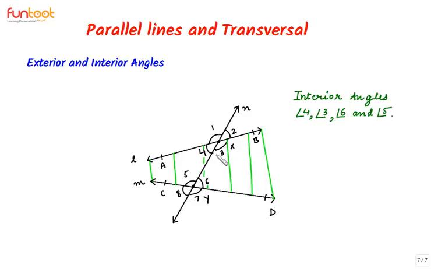Exterior space here will be the space beyond the boundary of lines L and M. So that will be the space in the outer region. And angles lying in the outer region are called exterior angles, and these angles are angle 1, angle 2, angle 7 and angle 8. So exterior angles are angle 1, angle 2, angle 7 and angle 8.